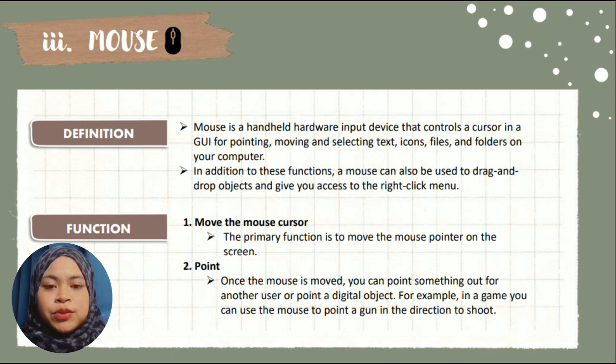What are the uses of a mouse? The first function of a mouse is to move the mouse cursor. The primary function is to move the mouse pointer on the screen. Secondly, point. Once the mouse is moved, you can point something out for another user or point at a digital object. For example, in a game, you can use the mouse to point a gun in the direction to shoot.